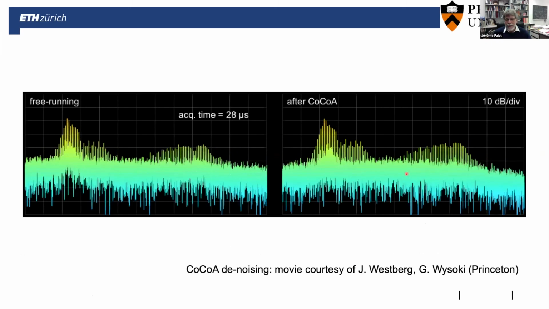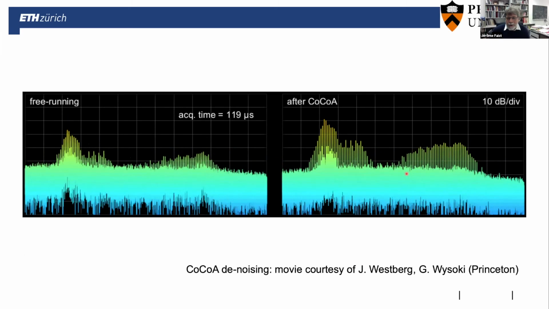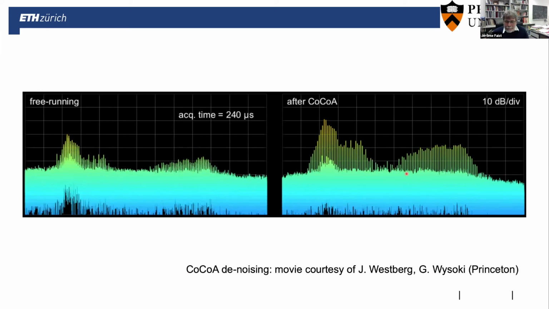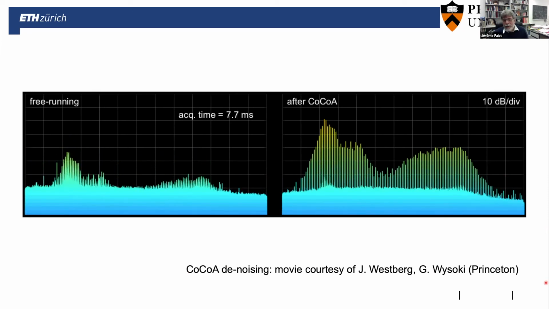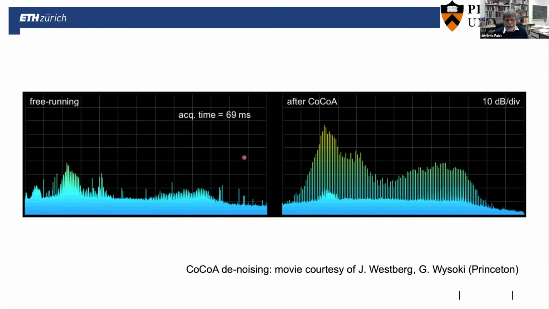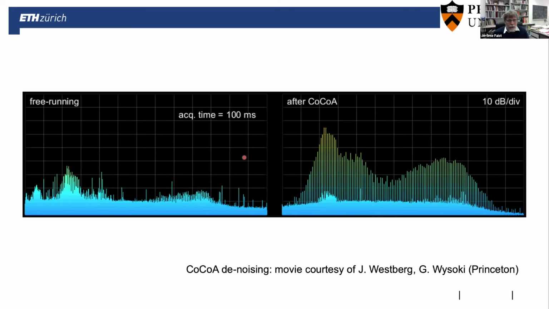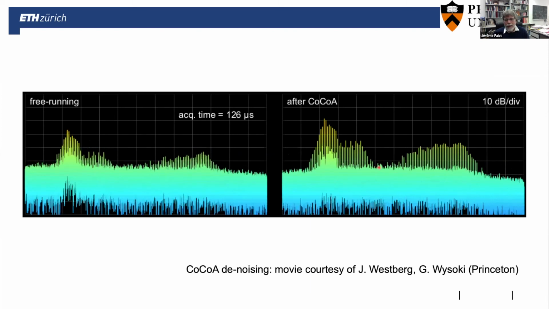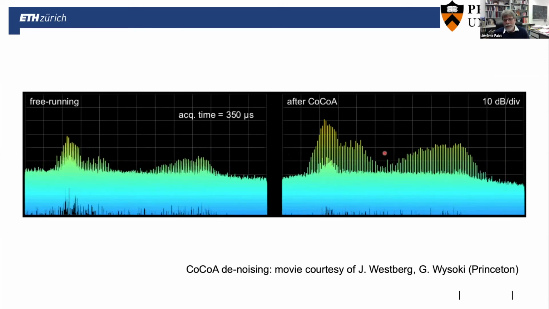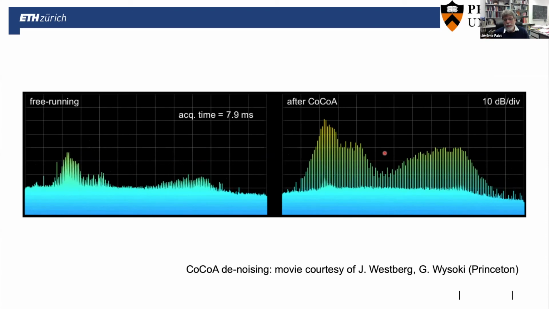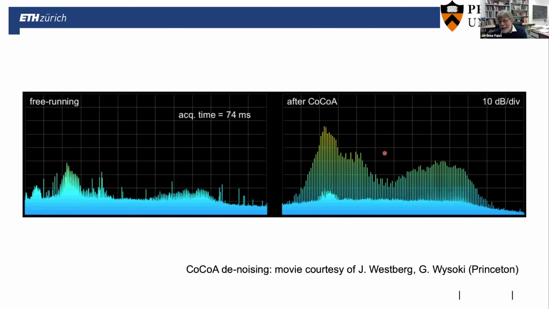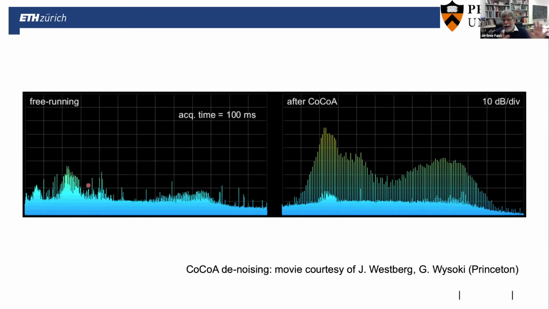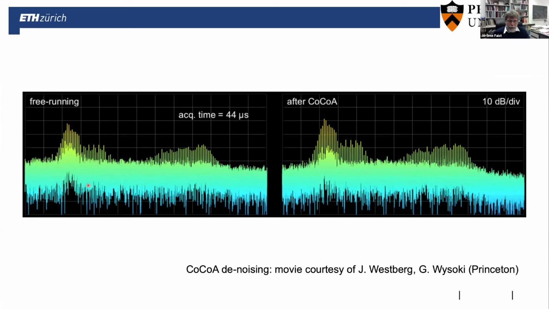Another example here is shown by the CoCoA algorithm, as called by the group of Gerard Wysocki and Jerry Westberg. This is just a little animation, a movie of the data showing what happens if you simply co-add the spectra without doing correction, while if you do a correction, then you can actually preserve and improve on the signal to noise. That means you can stay in the blue part of the graph, whereas when you're adding without correcting, you go in the red part and you're killed by the 1/f noise.